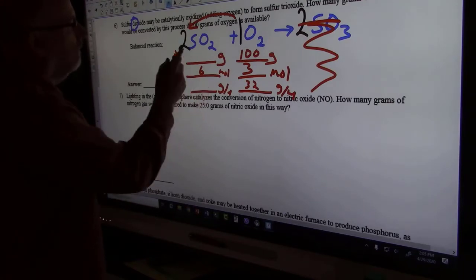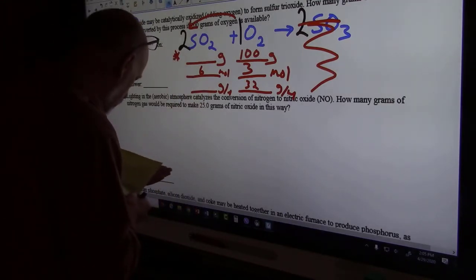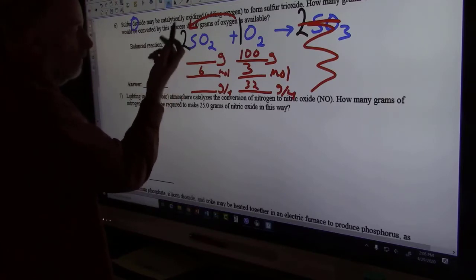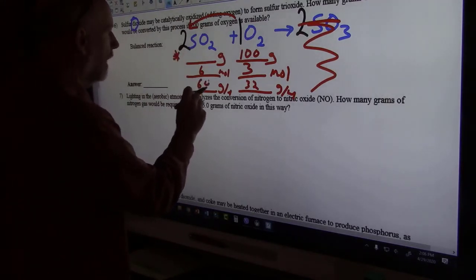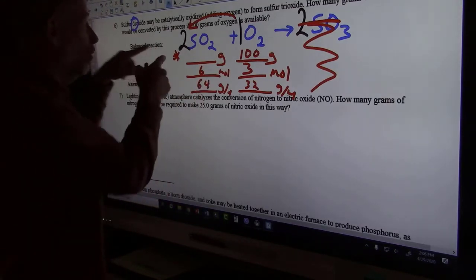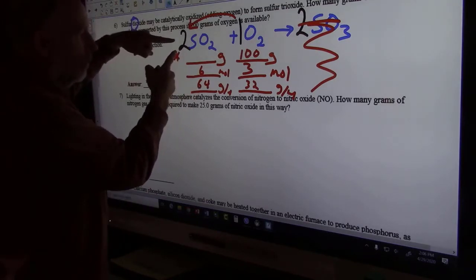The question asks for how many grams. I need the grams per mole of SO2. Sulfur is 32. Oxygen 16. 16 plus 16 is 32. Sulfur is 32, so that's 64. What a weird coincidence. 64 grams per mole. One more time, I hate to say this again and again, but do not use the 2 for calculating molar mass. Don't use the coefficient.